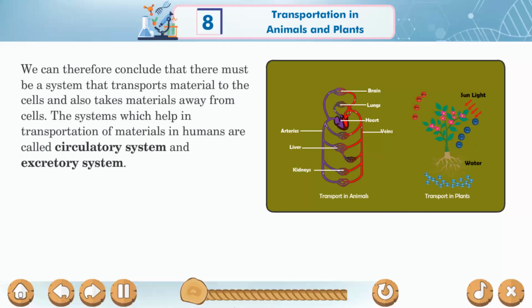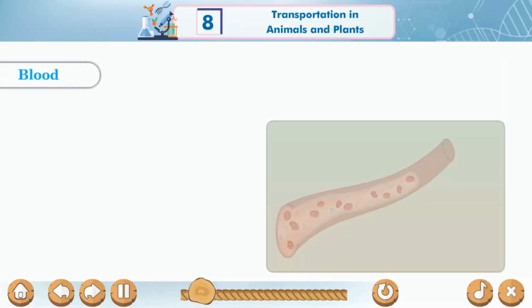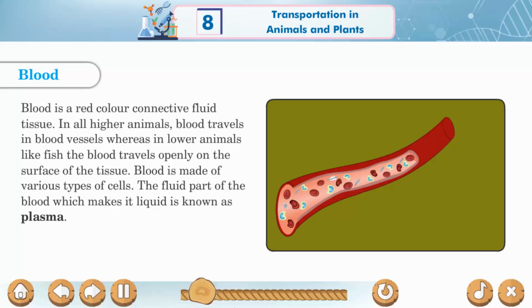We can therefore conclude that there must be a system that transports material to the cells and also takes material away from cells. The system which helps in transportation of materials in humans are called circulatory system and excretory system. Circulatory system consists of blood, lymph, blood vessels and heart. Blood. Blood is a red color connective fluid tissue.